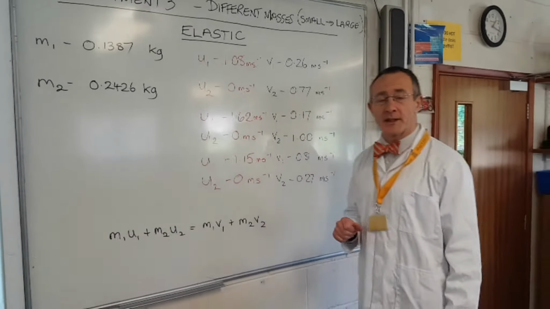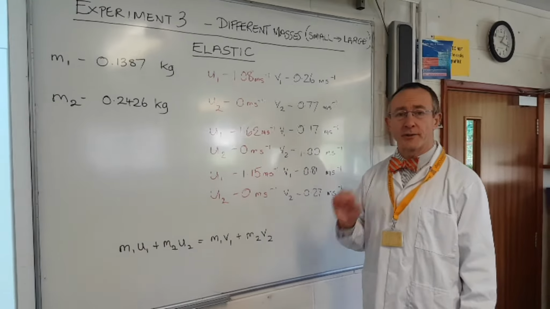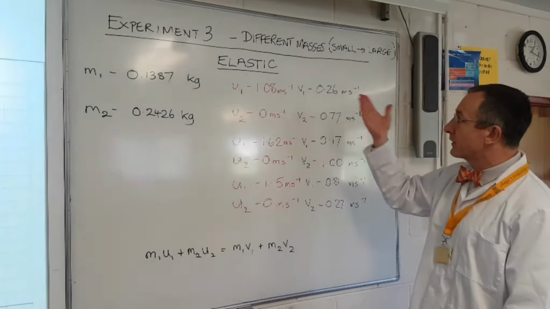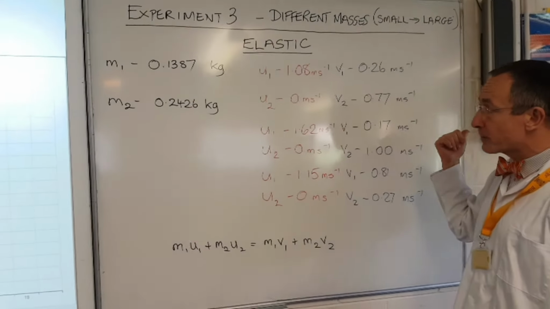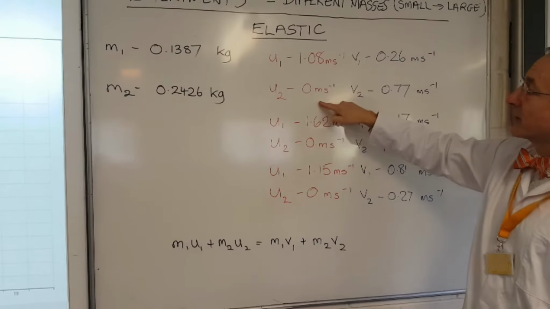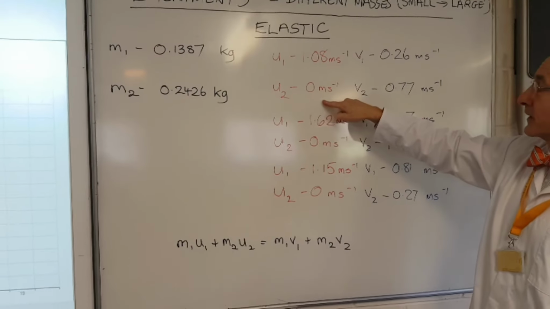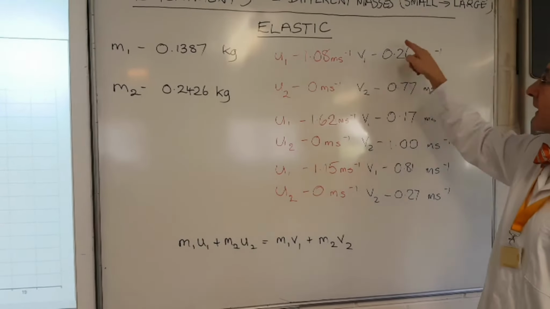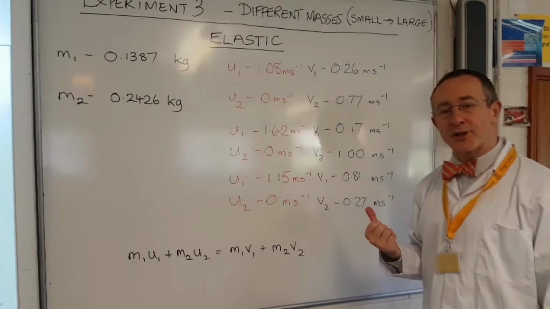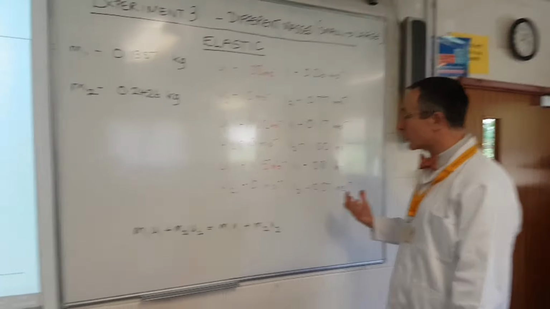Okay, so data for experiment 3, where we had the light mass running into the heavy mass, and you can see there the two masses as they were. These are the velocities or the speeds. This, obviously, initial velocity 0 for the heavy truck because that was stationary, and there are two here, two speeds, one for each truck after the collision.